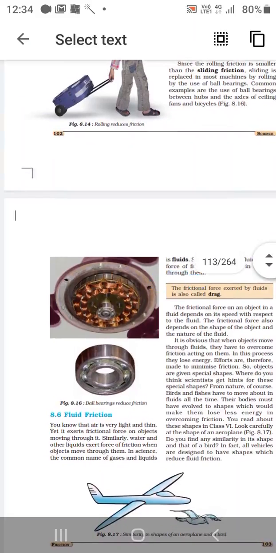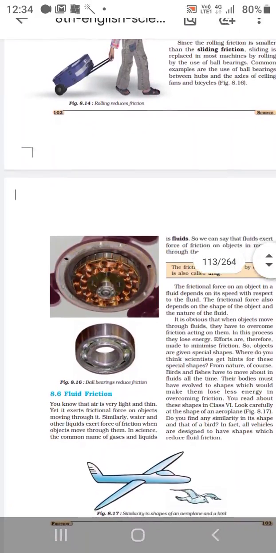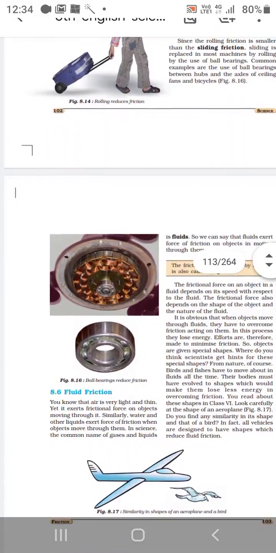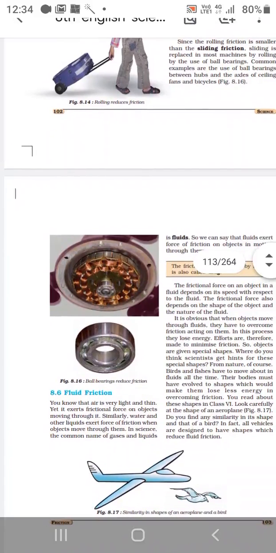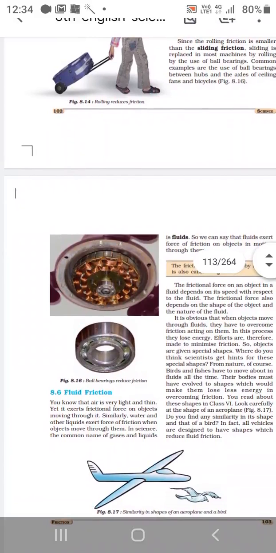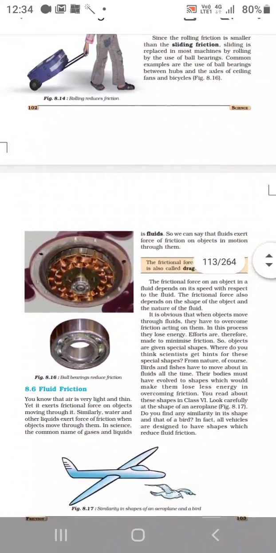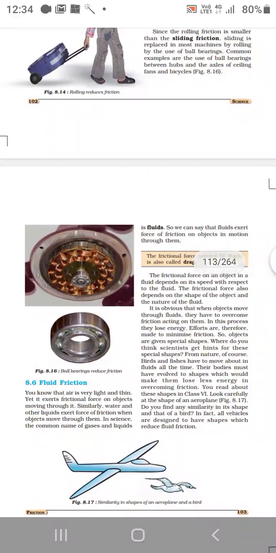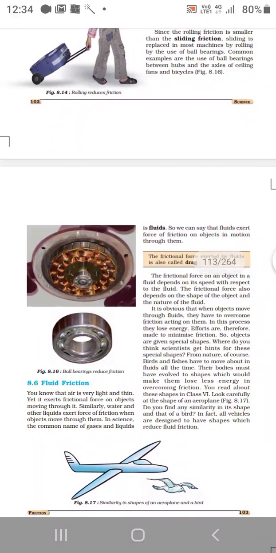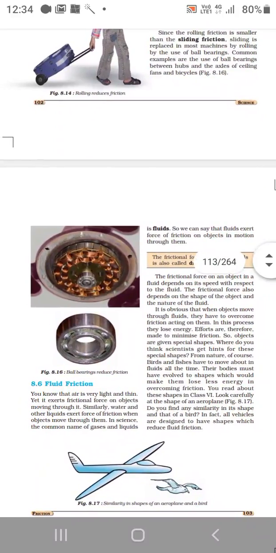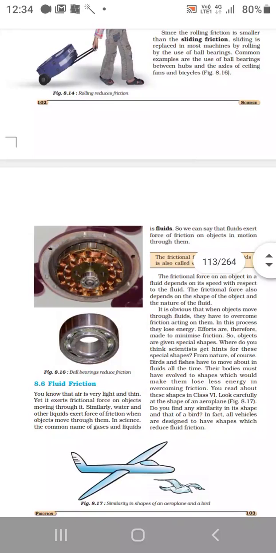Fluid friction. You know that air is very thin, yet it exerts frictional force on objects moving through it. Similarly, water and other liquids exert force of friction when objects move through them. In science, the common name for gases and liquids is fluids. So we can say that fluids exert force of friction on objects in motion through them.